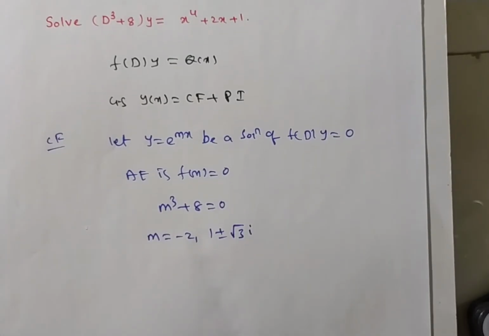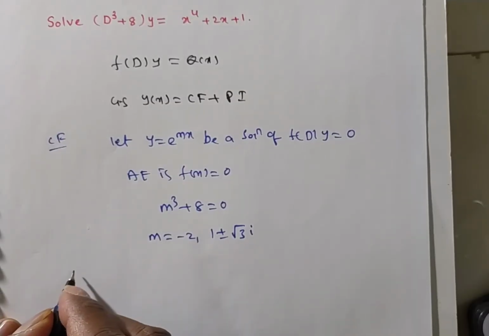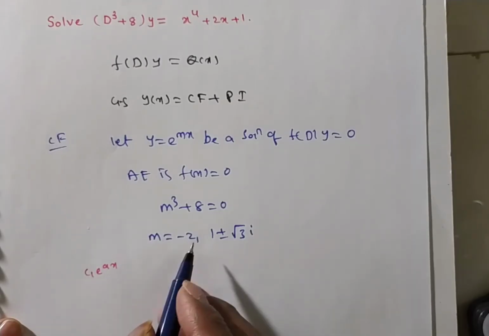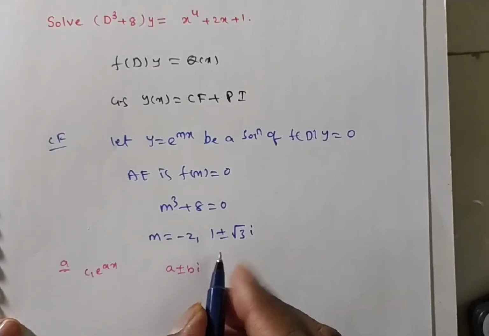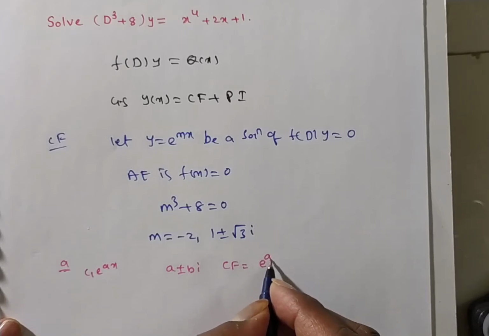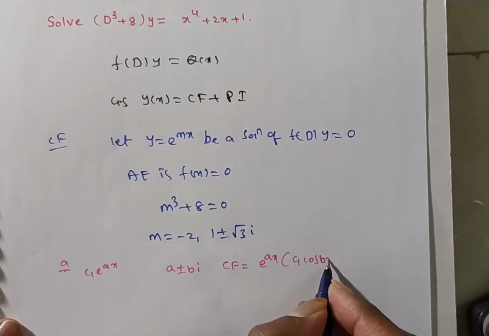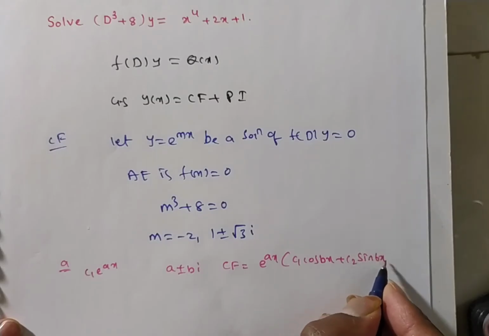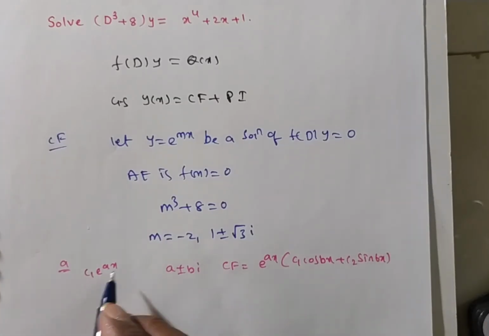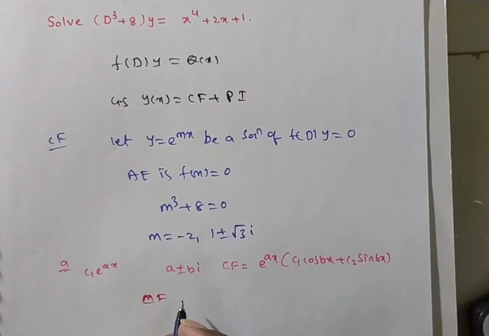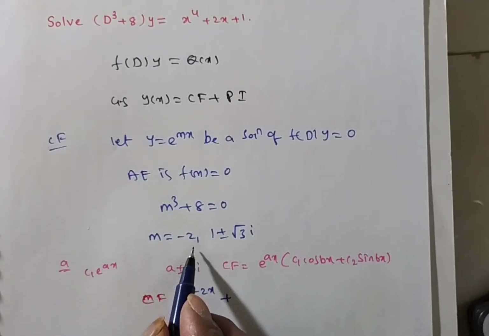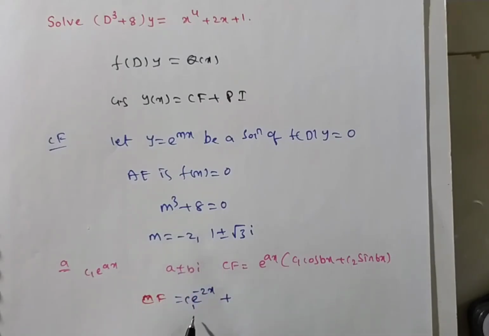Yes or no? Now you observe, if a root is real, then we write c1 e^(ax), where a is the real root. And if a ± ib is a root, that is complex roots, then the complementary function is e^(ax)(c1 cos bx + c2 sin bx). Okay, now what is a here? -2. So the complementary function CF = c1 e^(-2x), because this is the first arbitrary constant, the first root. So c1 e^(-2x).